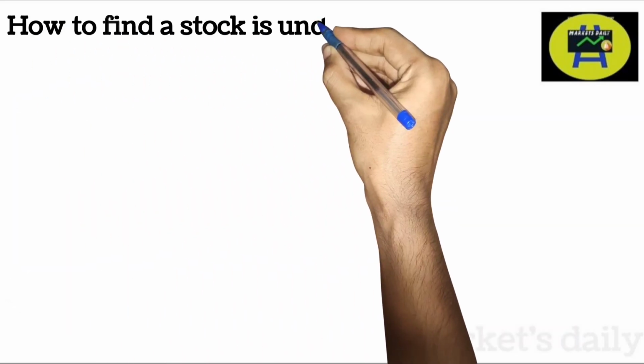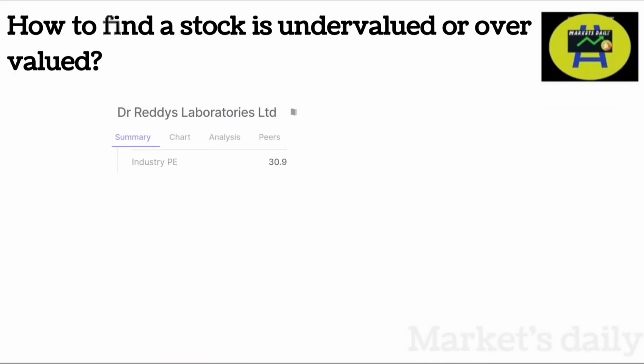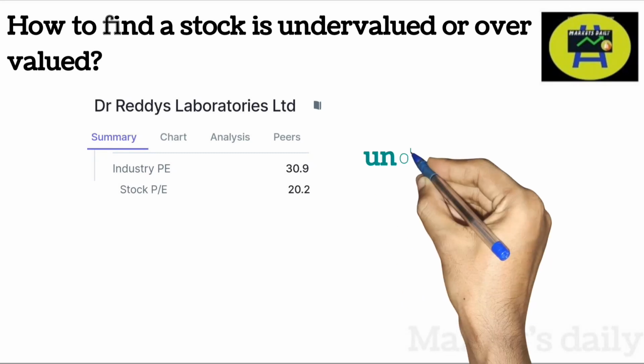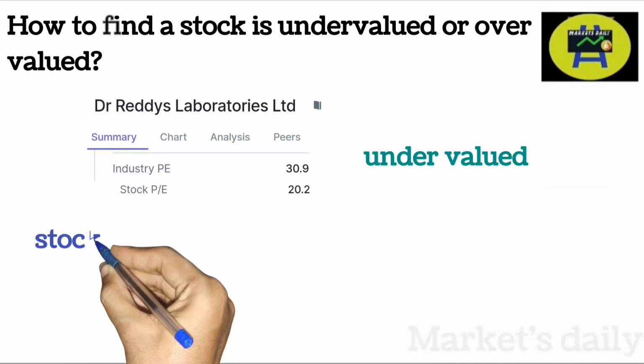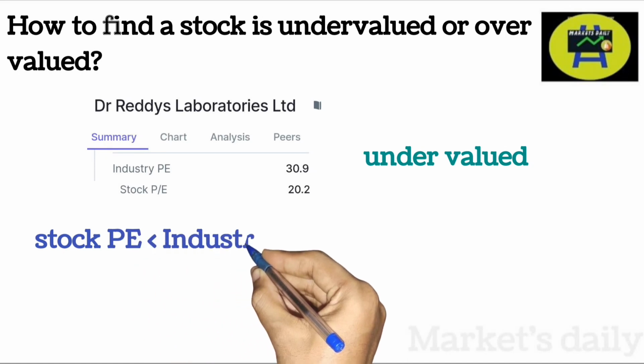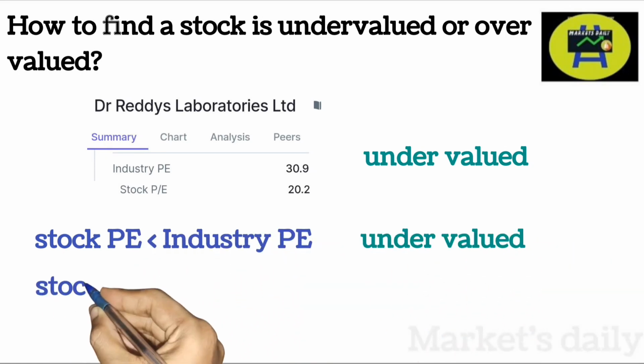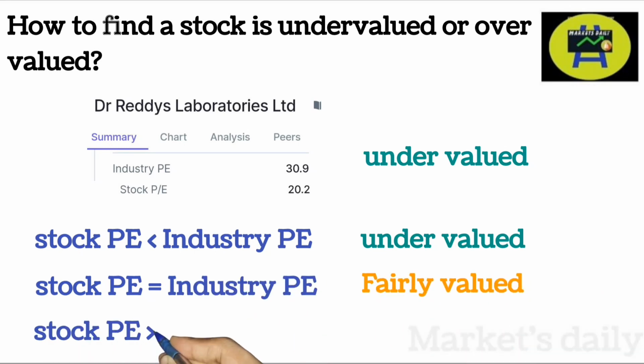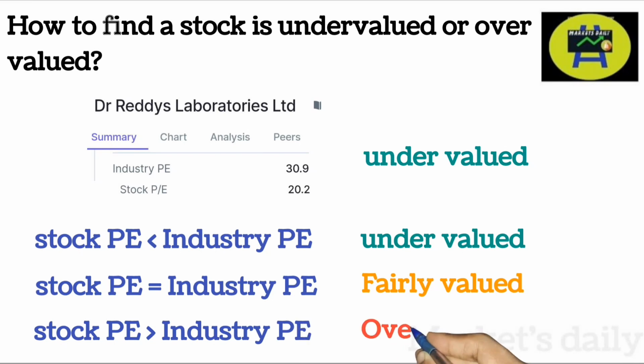How to find a stock is undervalued or overvalued? First, check its PE with industry PE. Let us consider Dr. Reddy's laboratory itself, which belongs to pharma industry. Pharma industry PE is 30.6, whereas Dr. Reddy's PE is 20.22. As Dr. Reddy's PE is lesser than its industry PE, so this stock is undervalued. If stock PE is lesser than industry PE, the stock is considered as undervalued. If stock PE is equal to industry PE, then the stock is fairly valued. If stock PE is greater than the industry PE, then the stock is overvalued.